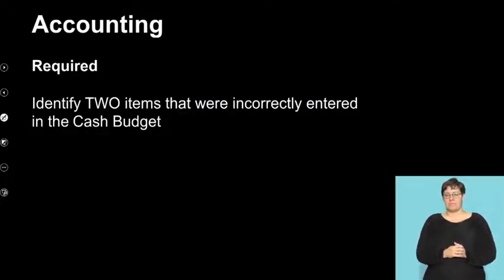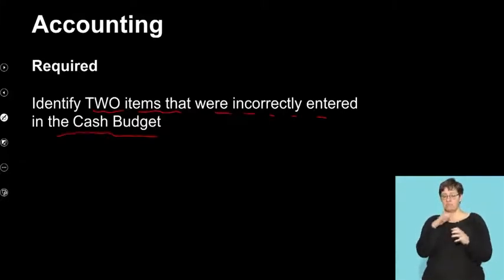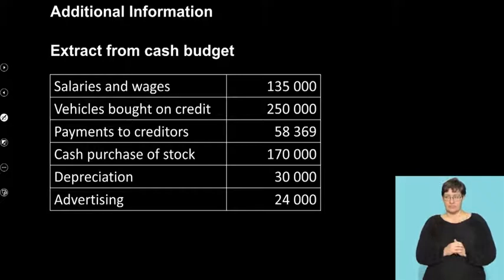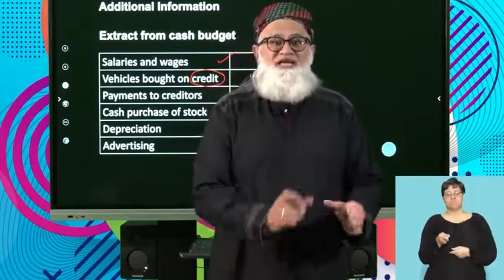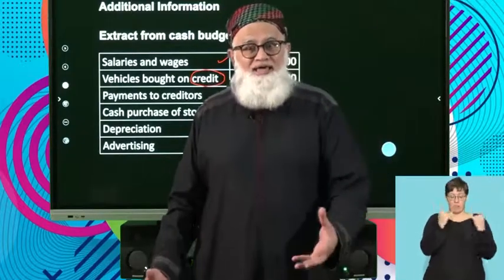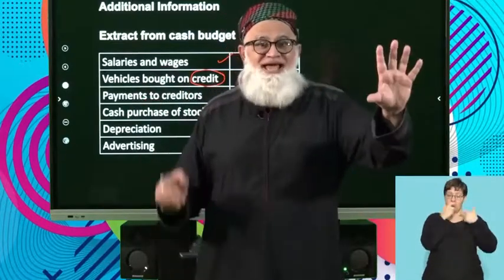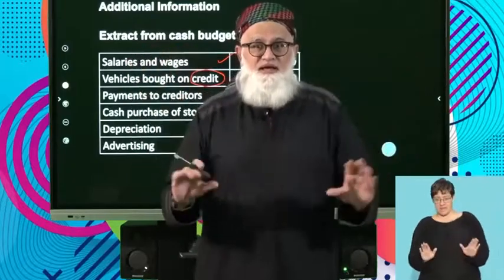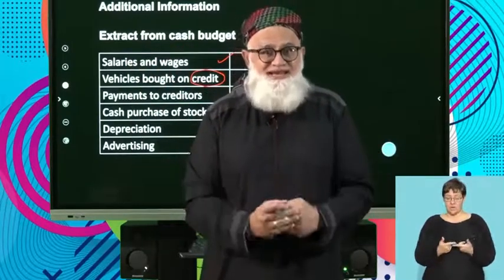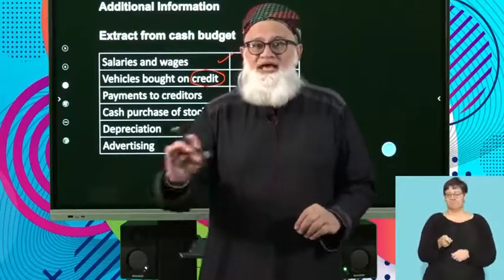Okay, identify 2 items that were incorrectly placed in the cash budget. Let's look at items here. Salaries and wages, perfect. Vehicles bought on credit. Clearly you can see credit transactions do not feature in my cash budget. Why? A cash budget, you think cash. You think receipts and payments. Clear? So, if you bought vehicles on credit, it will not appear in your cash budget.